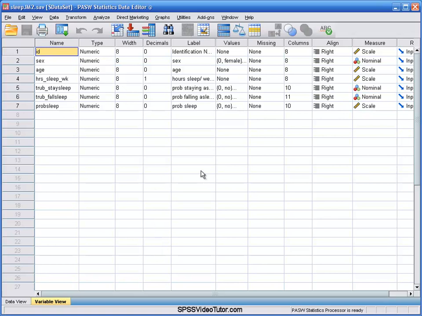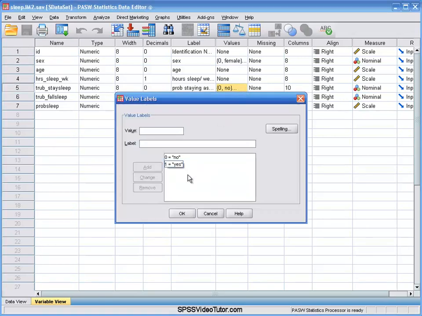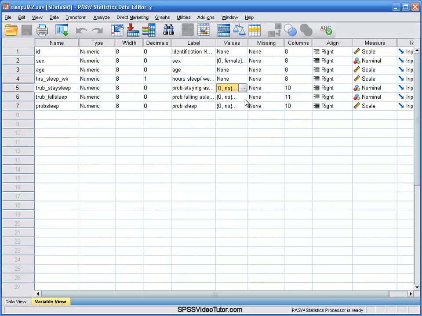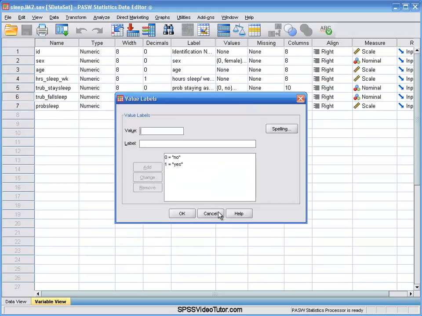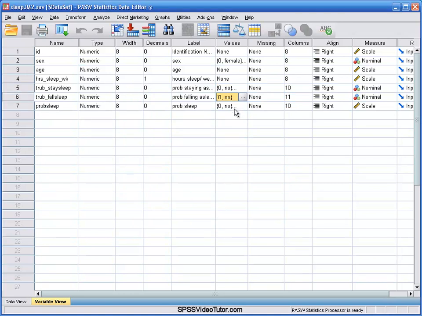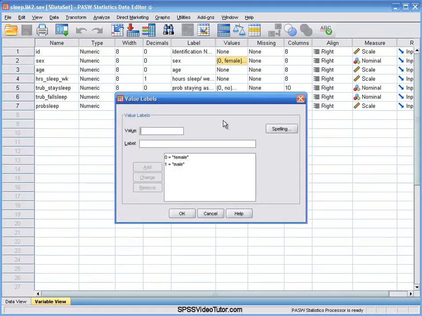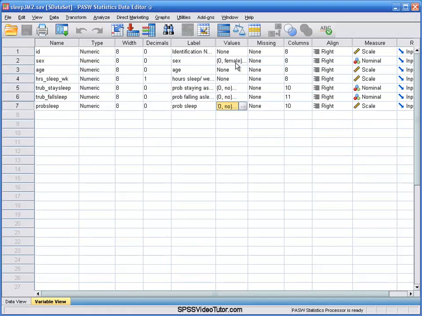So for example, we have trouble staying asleep. We said 0 was no and 1 was yes. For trouble falling asleep, again, 0 is no and 1 is yes. And problem sleeping, 0 is no and 1 is yes. For gender, we did 0 female and 1 male. Now obviously that doesn't apply for gender because there is no presence of the attribute. But still you need to code your dichotomous variables 0 and 1.